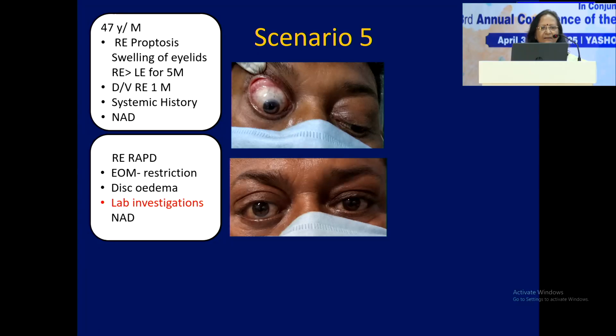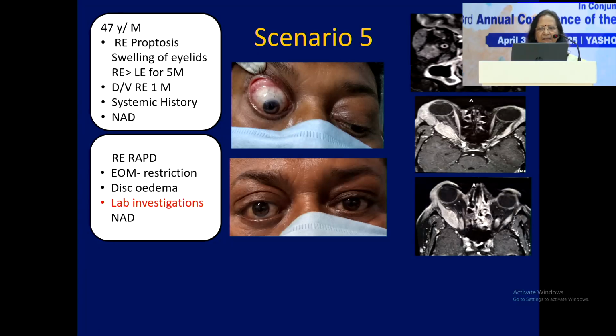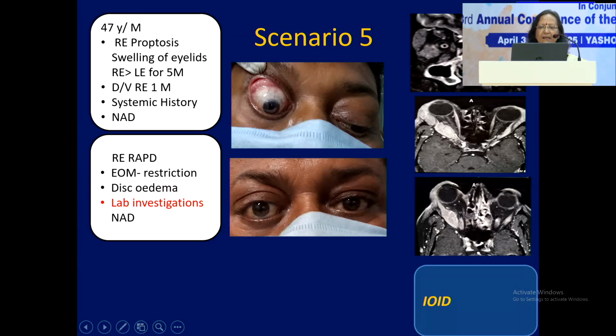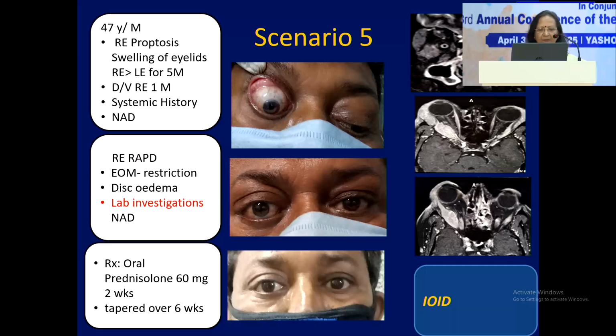Another case: bilateral proptosis with lacrimal gland enlargement, lab investigations negative. Look at the MRI pictures, the nodular enlargement of the muscles. In this case also, initially we thought it could be a case of Wegener's, but finally we diagnosed it as idiopathic orbital inflammatory syndrome, because this type of MRI picture of the muscles is more often seen in IOID. This was the last follow-up when the patient came.